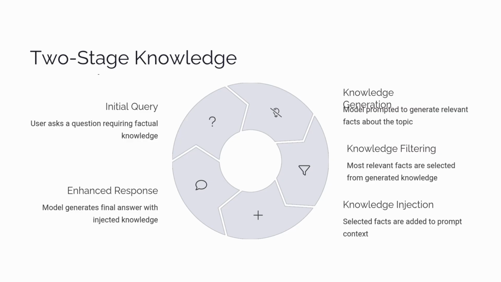Two-stage knowledge prompting involves an initial user query requiring factual knowledge. The model generates relevant facts, which are then filtered for relevance. These selected facts are injected into the prompt context, enabling the model to produce an enhanced response.